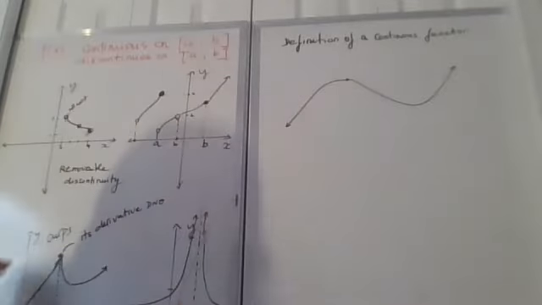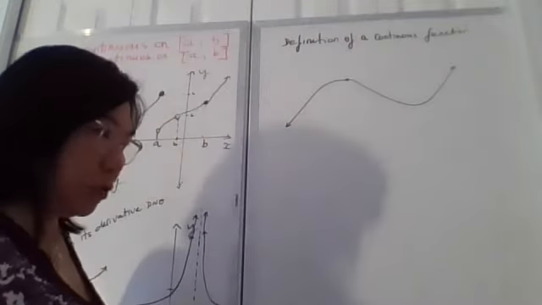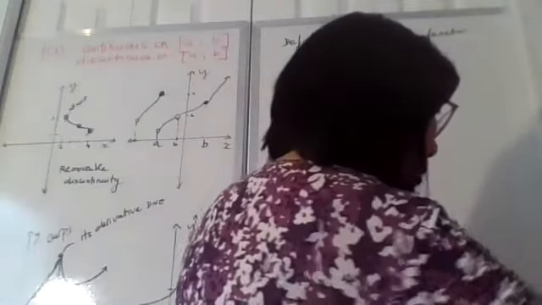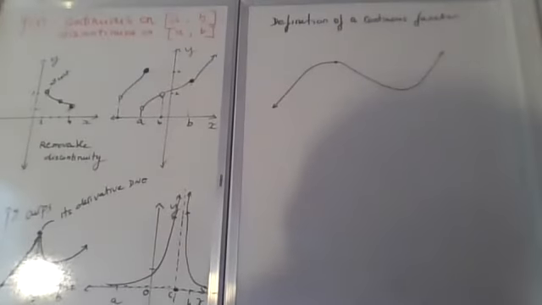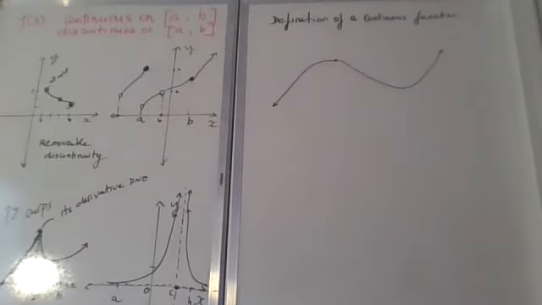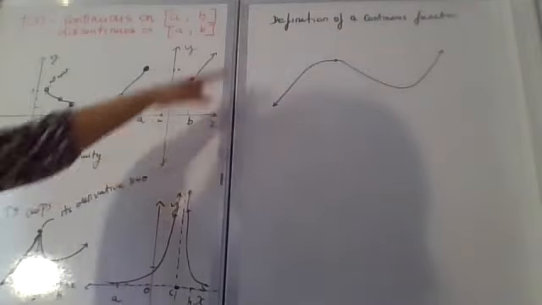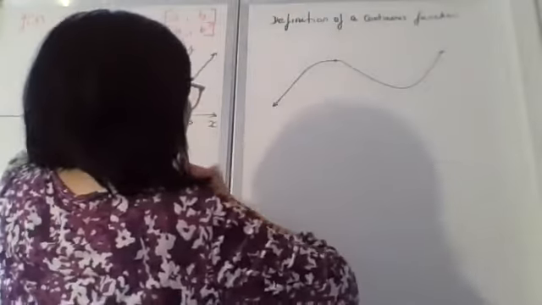Now you have in your mind what a discontinuous function is and what a continuous function is. You have that in your mind already. Now let's talk about the definition of a continuous function, after you have seen the picture of what discontinuity means and what a continuous function is. So here, let's call this function f of x.